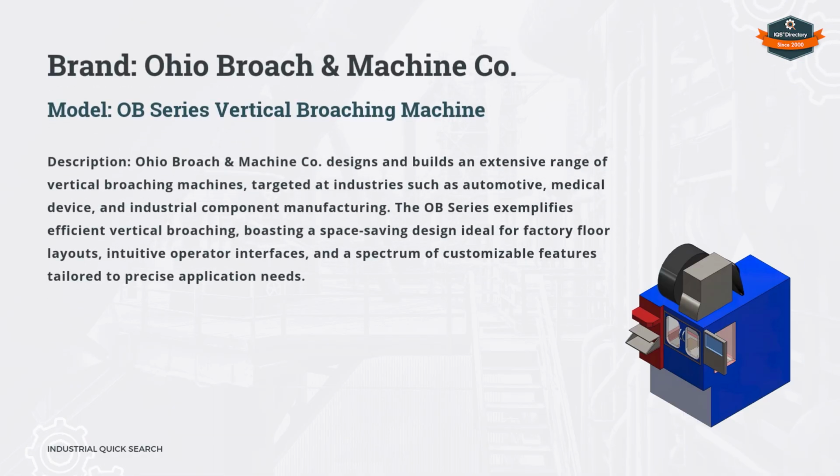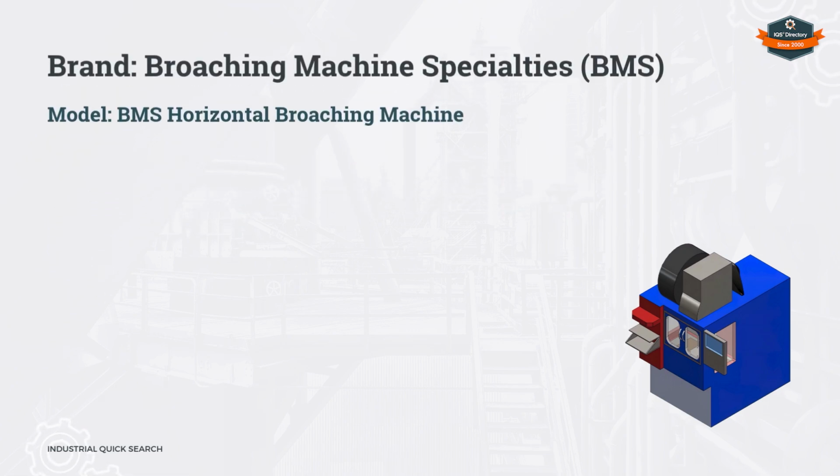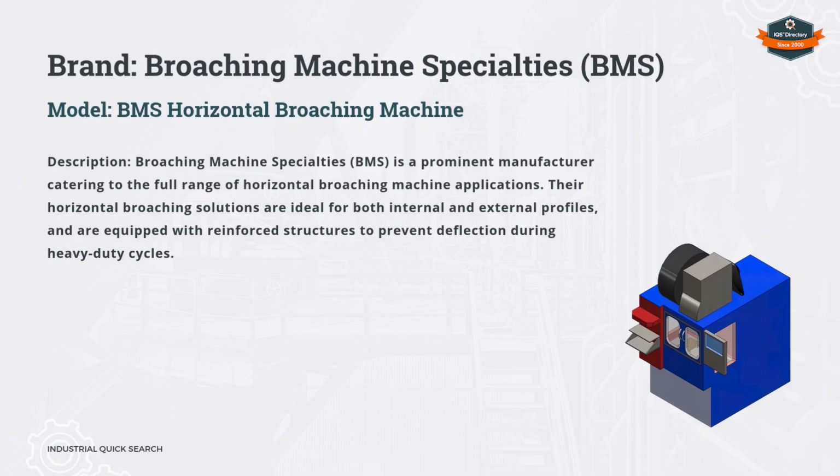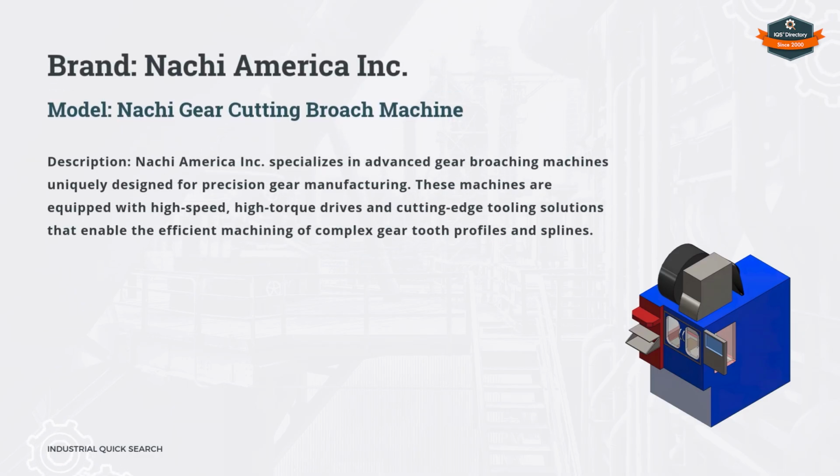Brand, Ohio Broach and Machine Company. Model, OB-Series vertical broaching machine. Brand, Broaching Machine Specialties. Model, BMS horizontal broaching machine. Brand, Nachi America Inc. Model, Nachi gear cutting broach machine.